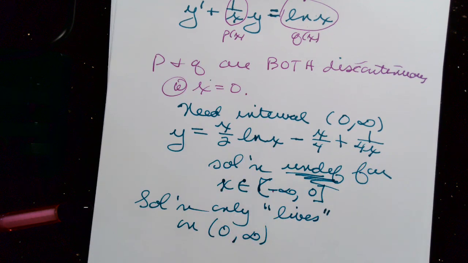Okay. So basically, by looking at the coefficient functions, we can tell when we have a chance of having a unique solution and when we don't. Okay, that's it for this little piece.